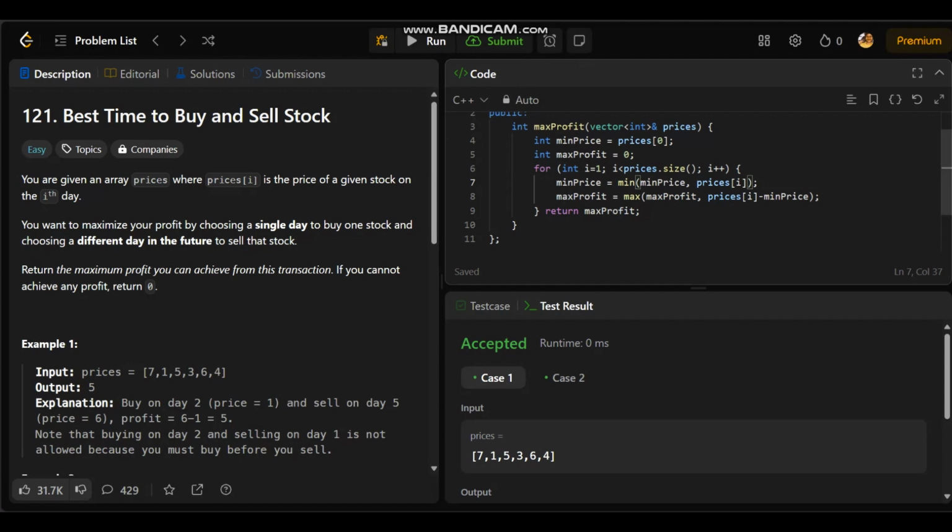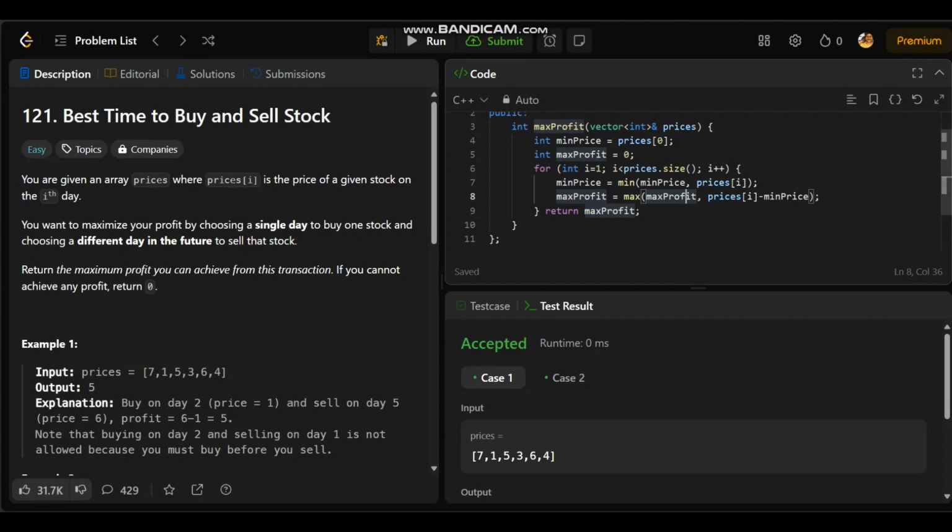Then at 5 we are going to keep the minimum price the same because 1 is less than 5. That's why minimum price will remain at 1. And for the maximum profit, the variable is holding 0, and prices[i] is 5 and minPrice is 1. So 5 minus 1 is 4, so maximum profit will be 4, and so on. It will continue till 6, where the maximum profit will become 5, that is 6 minus 1, right? So maximum profit will store 5.